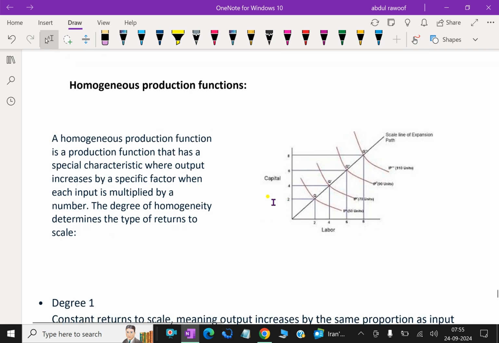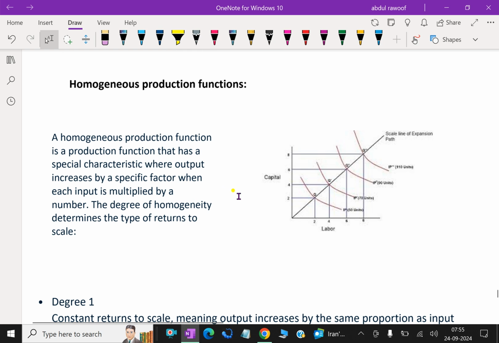Next one, what are homogeneous production functions? A homogeneous production function is a production function that has a special characteristic where output increases by a specific factor when each input is multiplied by a number. The degree of homogeneity determines the type of returns to scale.